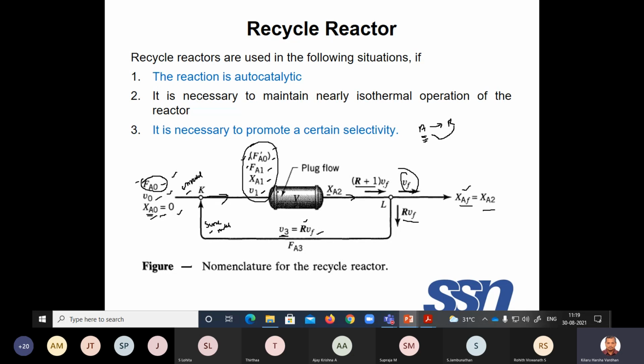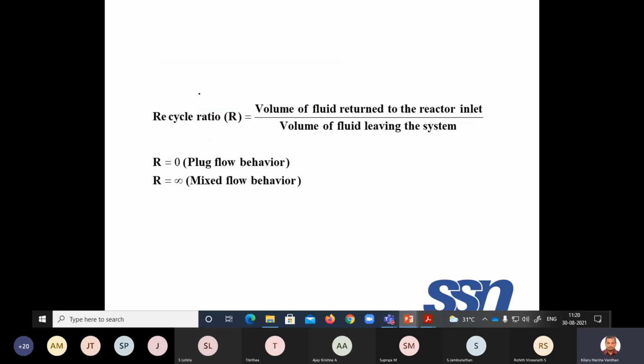And your RA will be based on how much is the concentration at this particular stream, not at this particular stream, right? So how much is this particular thing we need to calculate. Then let us go to the next slide.